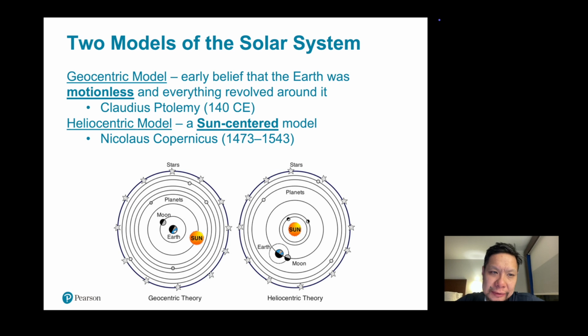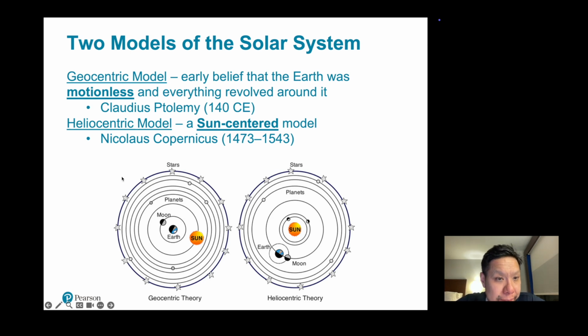Back in the day, there were 2 models of the solar system, and I told you that back in the day we didn't think the sun was the center of the solar system, right? Back then they actually thought that the Earth was the center of the solar system. A guy named Ptolemy thought this, and he called it the geocentric model. In the geocentric model, the Earth was the center of the solar system, and the stars and the sun rotated around the Earth, and the Earth didn't move at all.